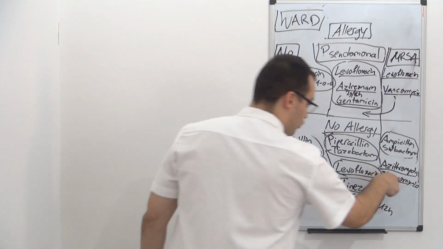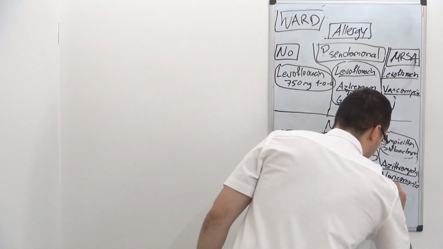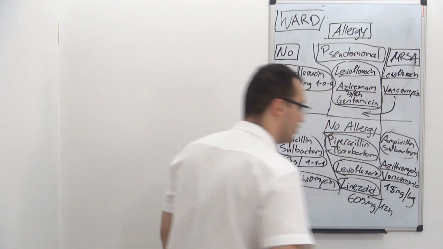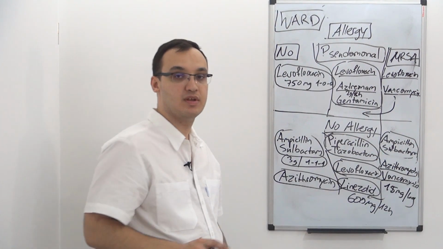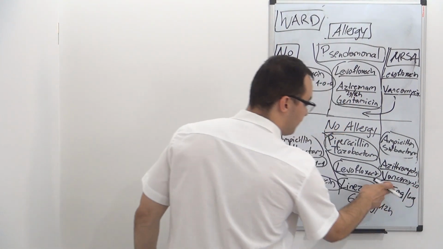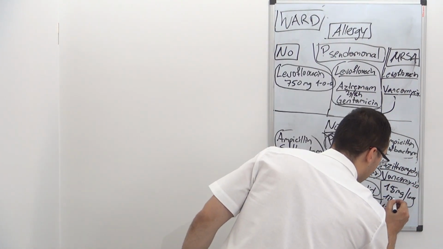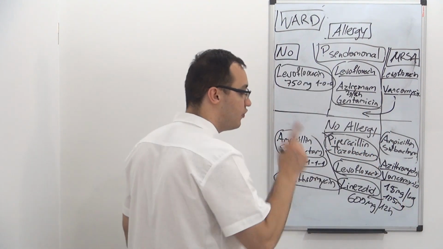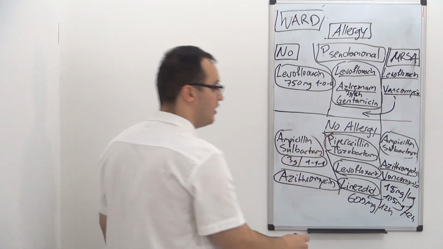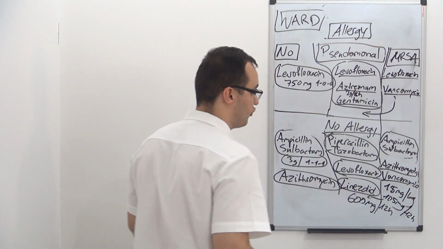Okay, vancomycin is 15 milligram per kilogram of patient. So if the patient is 70 kilogram, then I have 70 kilogram times 15, which is 105 milligram every 12 hours. That's vancomycin. For linezolid, it's 600 milligram every 12 hours.